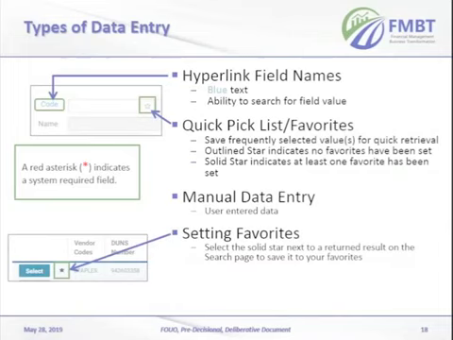So if you have an outline star, that indicates that you have not set any favorites. If you see your star filled in, that means that you have at least one favorite set. Your other option would be to manually enter into the certain fields. All right, so setting your favorites here. Under search results on the search page, you would want to select that solid star. Again, I will be showing this in the system once I'm in.